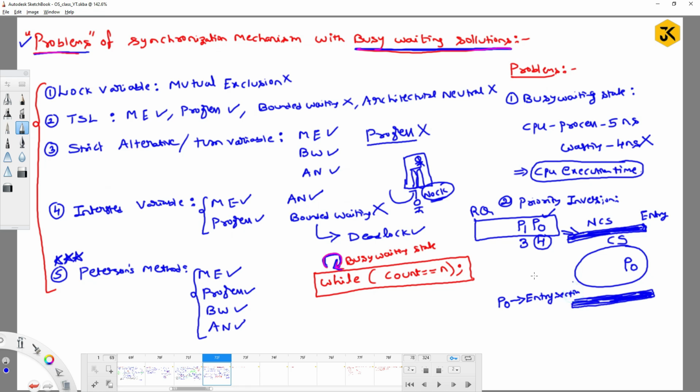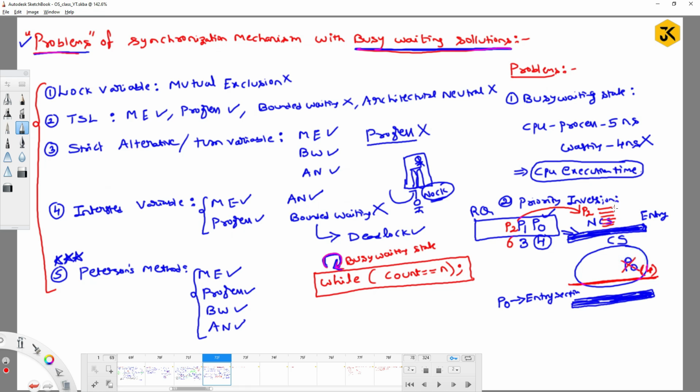Yes. Now suppose, for example, while P0 is executing, another process P2 comes into the picture with priority 6. Process P0 has priority 4. Now what will the CPU scheduling algorithm do? It will preempt this process from the critical section and give a chance to execute P2. Now P2 is executing at what location? In the non-critical section.